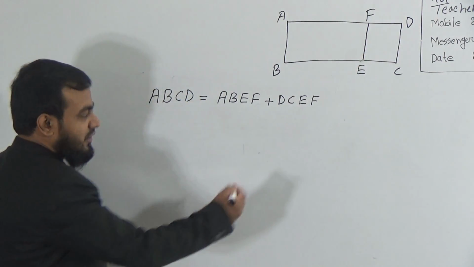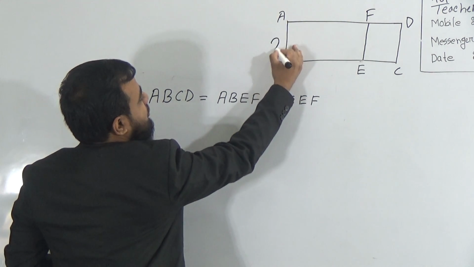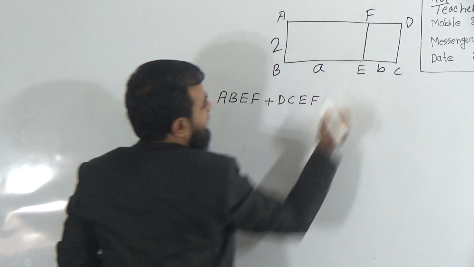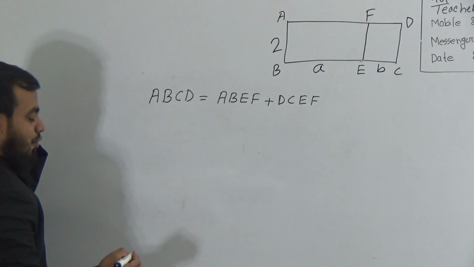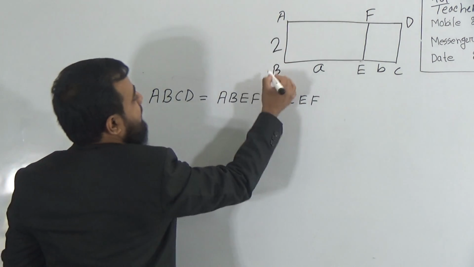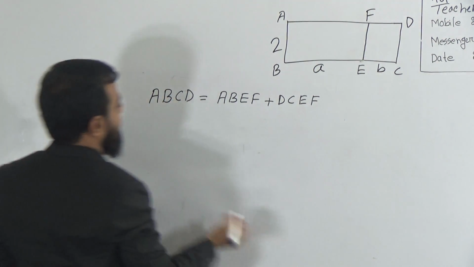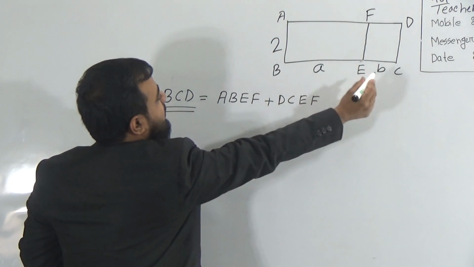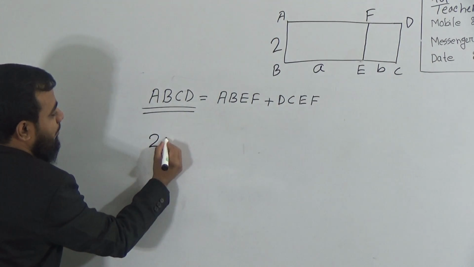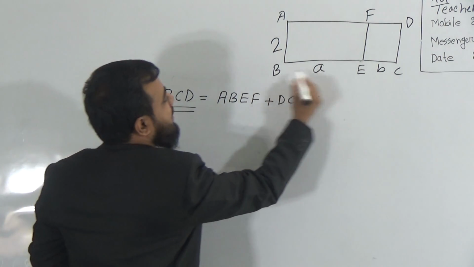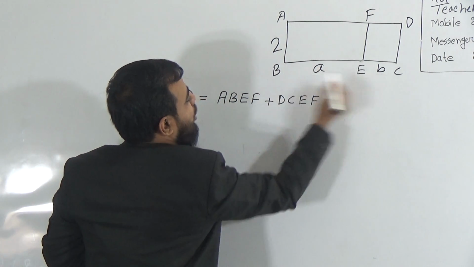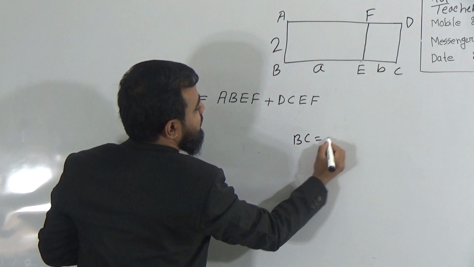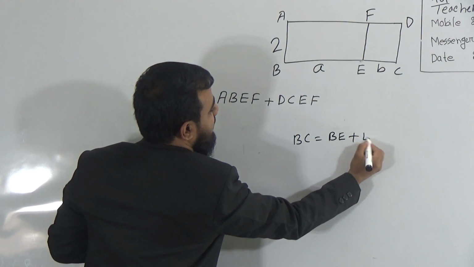Now suppose this AB's length is 2, BE's length is A, and EC's length is B. Now find out the area of ABCD. What is the area of ABCD? ABCD's area is length multiplied with width. So length is equal to 2 multiplied with width. Width is BC, right? BC equal to BE plus EC.